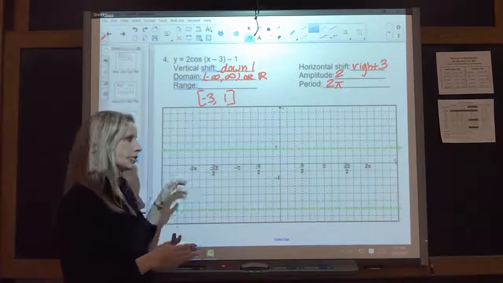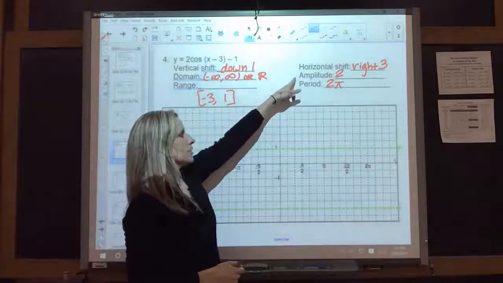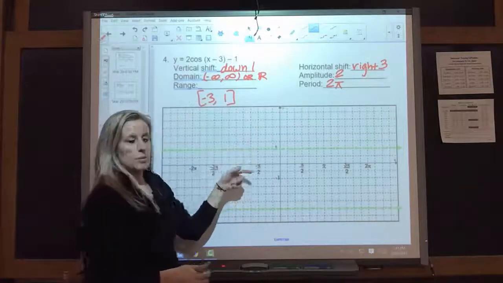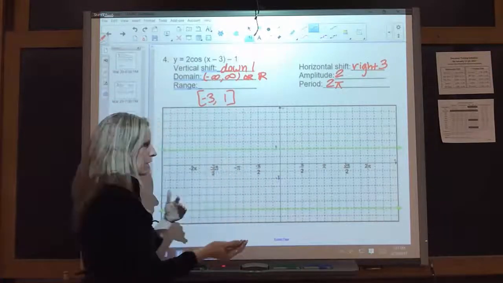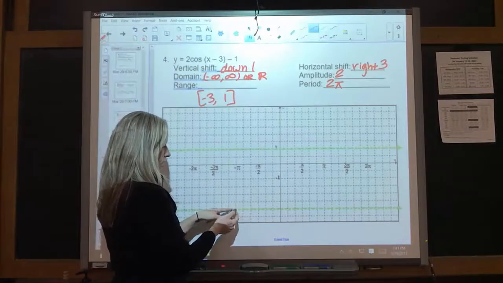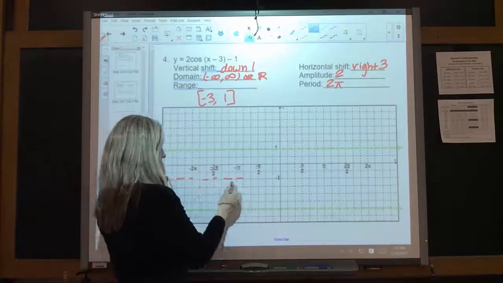Okay, if you want to go ahead and draw your middle, you can. Our amplitude is 2, so if we want to find out what the middle is, it's a distance of 2 from either the top or the bottom. So let's say you pick the bottom and you go up 2, that's going to be your middle.